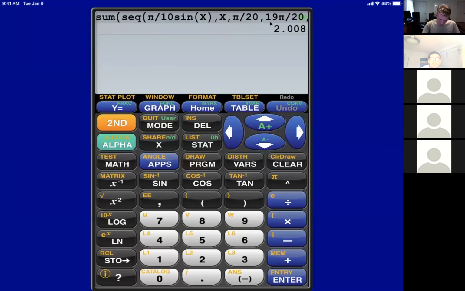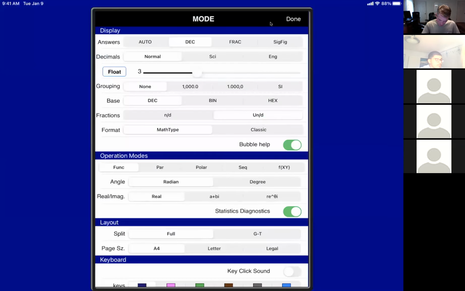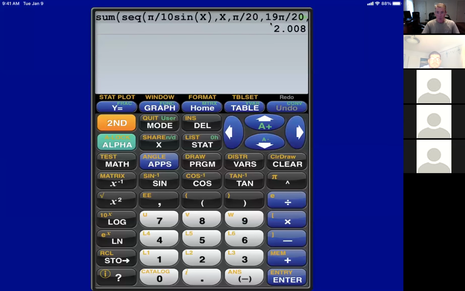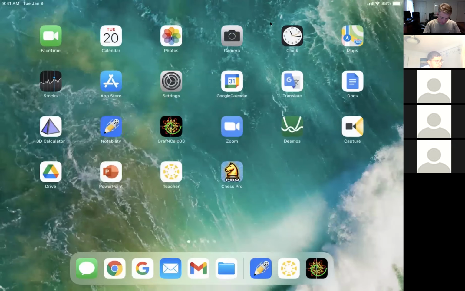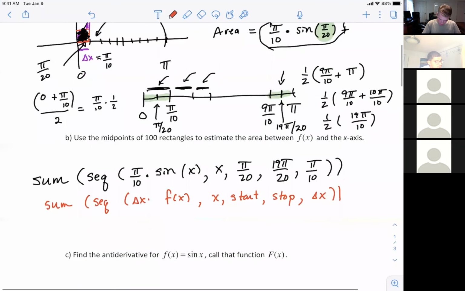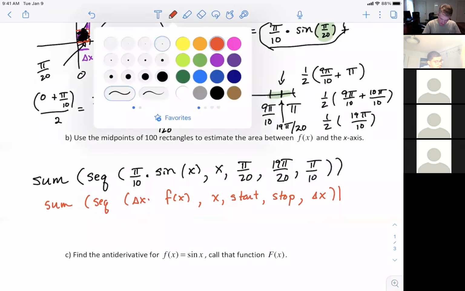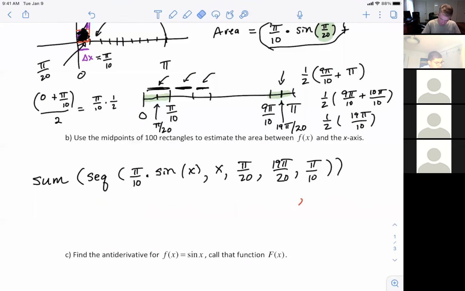Oh, I better double check that my calculator is in radians. Yes, it's in radians. Okay, so it's a 2.008. Does anybody have questions on the calculator part? Okay. So the area, let me make some space right here, was 2.008. So that is a decent estimate for the area.